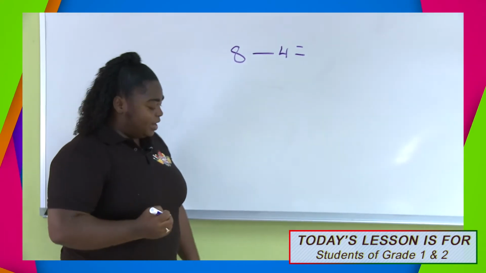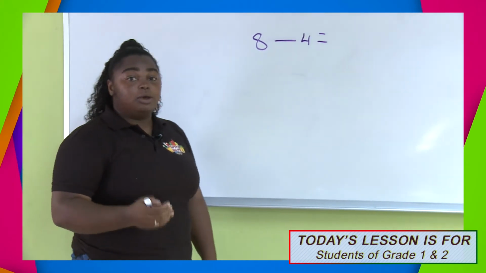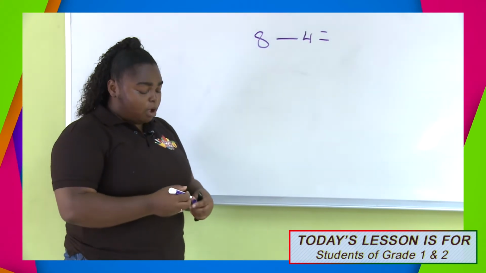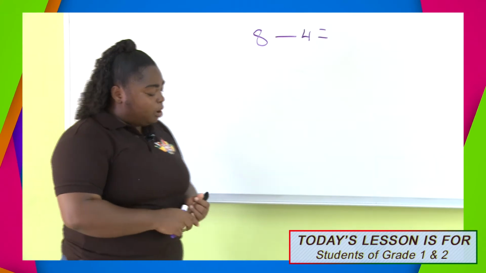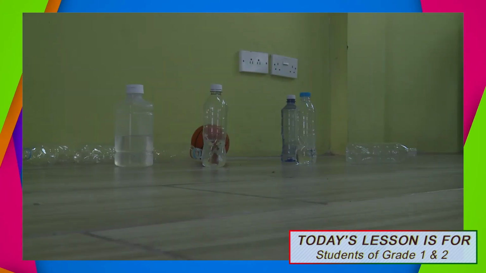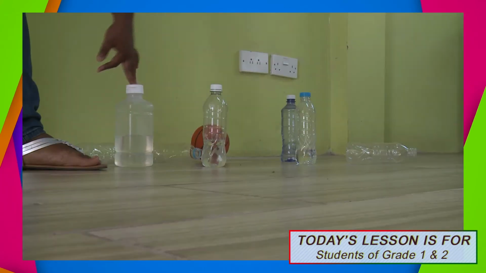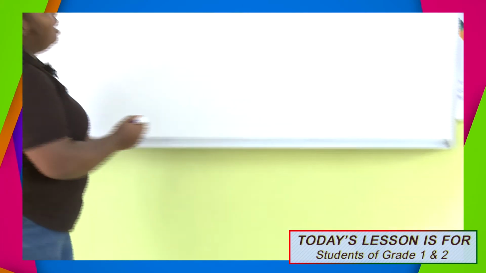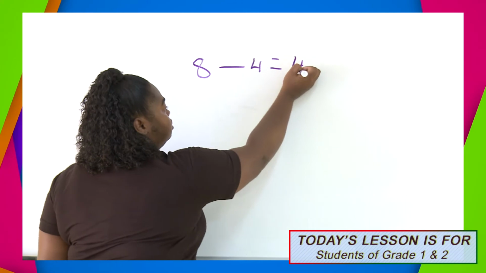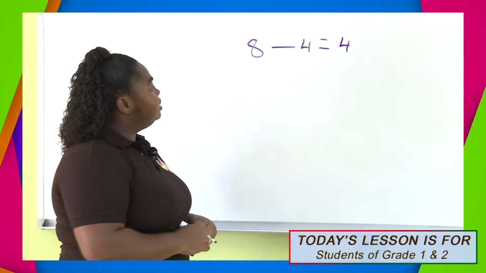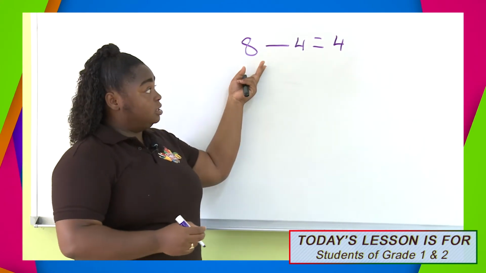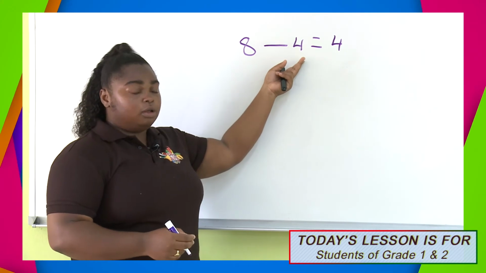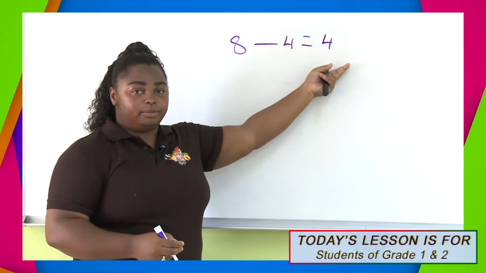Now we need to find out how many bottles we have remaining. The bottles remaining are the bottles standing. Let's count how many bottles. 1, 2, 3, 4. We have 4 bottles remaining. This is basically saying 8 subtract 4 will give us 4.